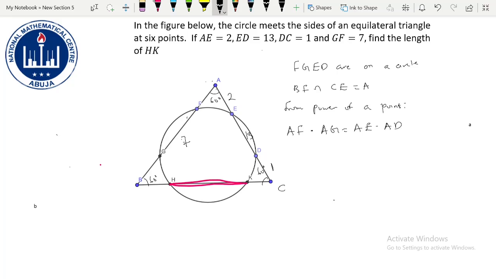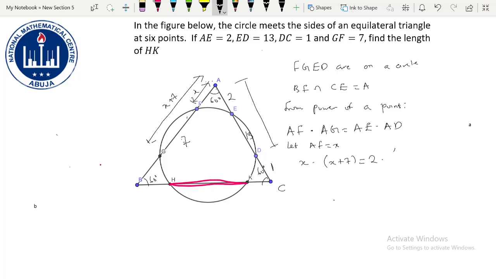I don't know AF, so I can let AF equal X. This means AG is X plus 7, because if this is X, then the whole length from A to G is X plus 7. I think this makes sense. Equals, A is 2. Then we can see that AD, this is AD.